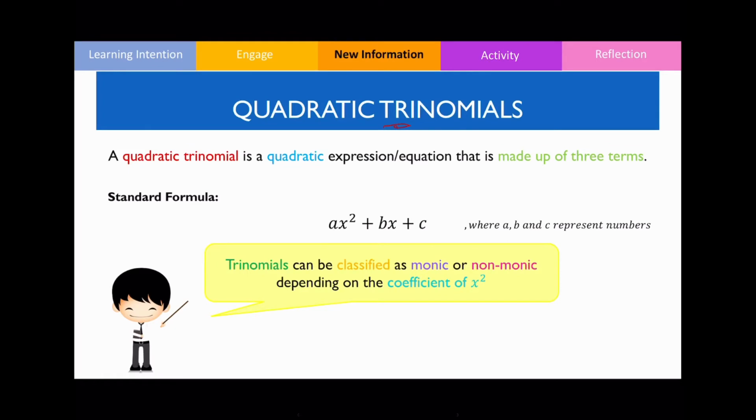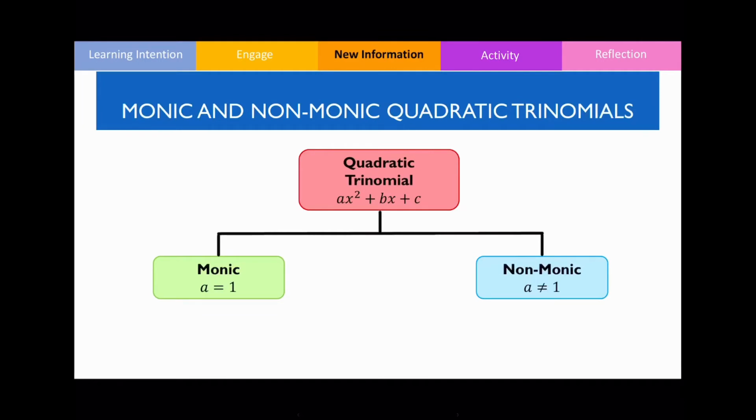So we could also further categorize a trinomial as being monic or non-monic depending on the coefficient in front of x squared. So I'll show you what I mean by this. On this particular flowchart over here, I've said that quadratics can be further categorized as monic or non-monic. Now, the word monic resembles the word mono, and we know that the prefix mono indicates 1, okay?